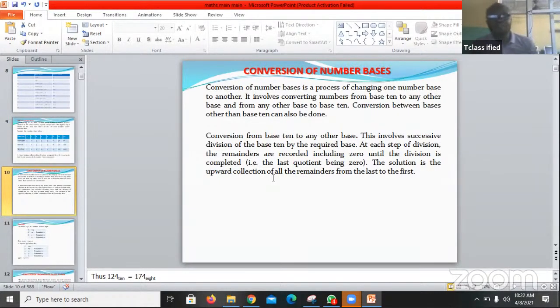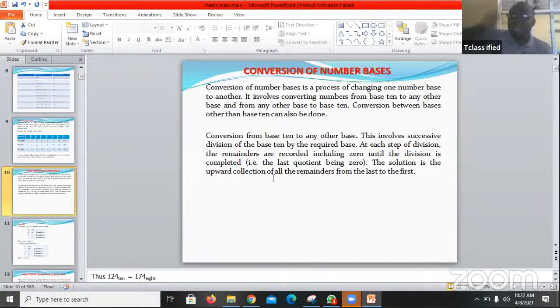Now, conversion of number bases is a process of changing one number base to another. It involves converting a number from base 10 to any other base and from any other base to base 10. Conversion between bases other than 10 can also be done. Conversion from base 10 to any other base involves successive division.